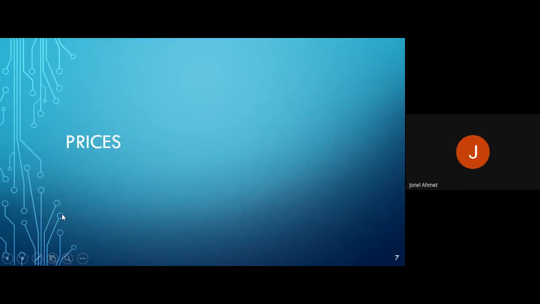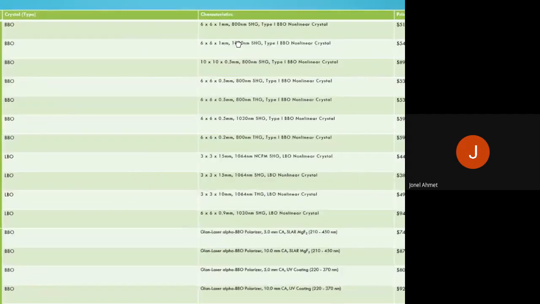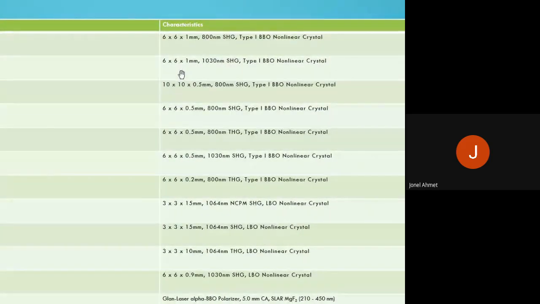So we have the prices. In the prices, we do not show only the price in dollars, but also the characteristics of each one of the crystals. So this is what I meant, that we are going to show the wavelength that these crystals process.